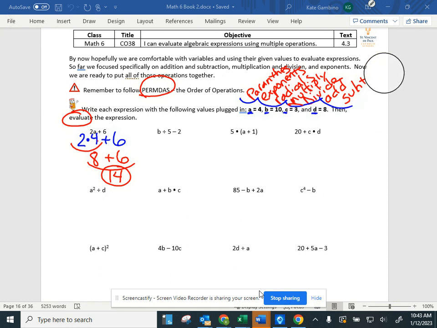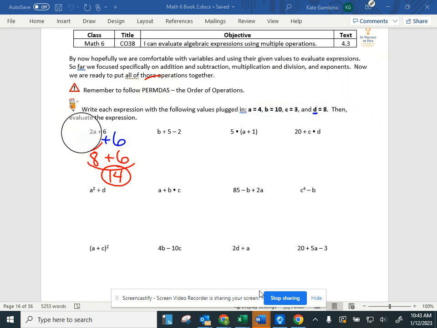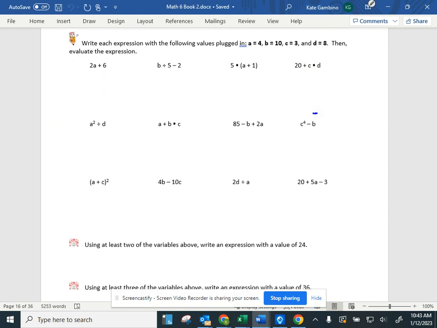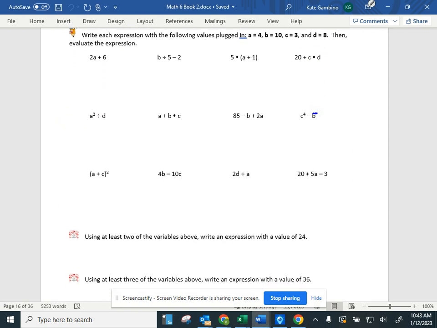I'm going to scroll down. We're going to do one that's a little bit farther down, that's a little bit more complicated. Let's do this one right here. I have my variables.